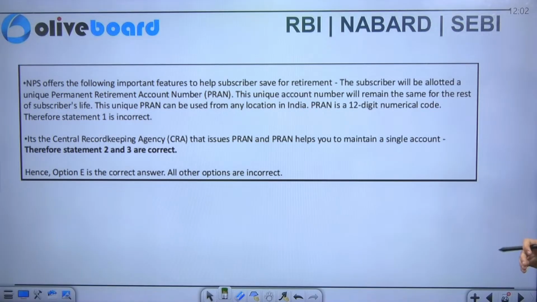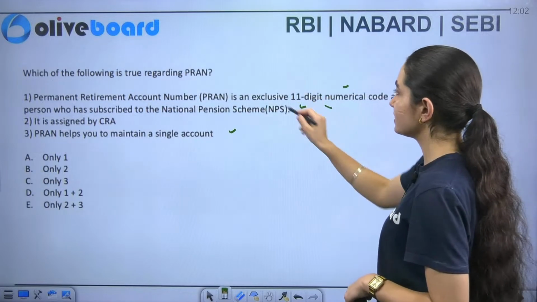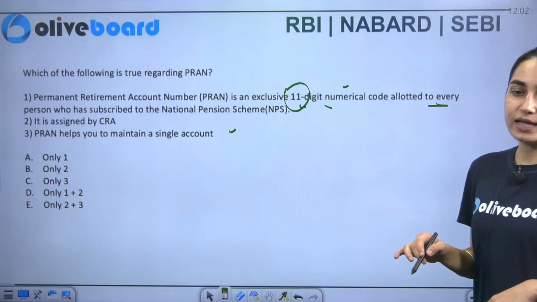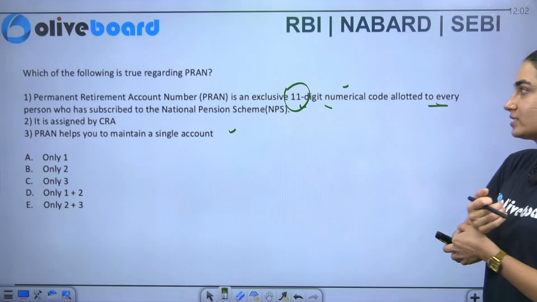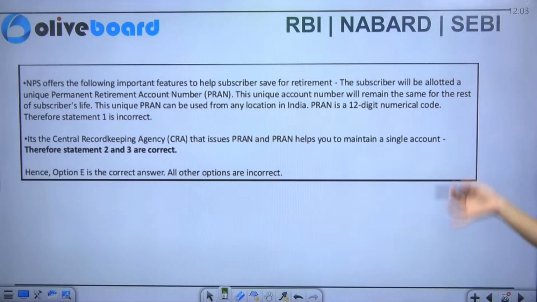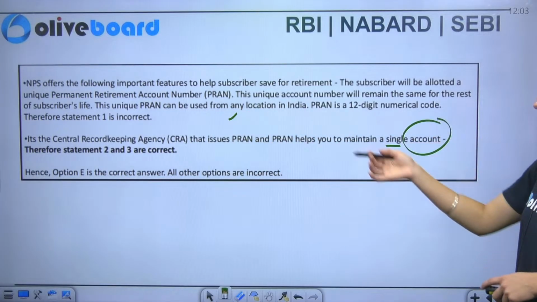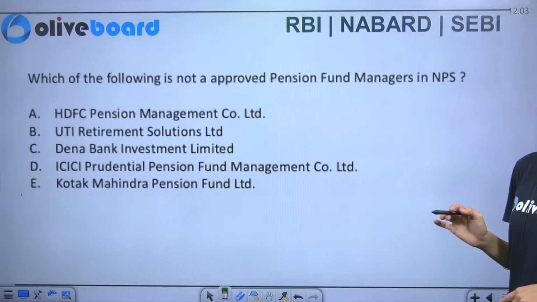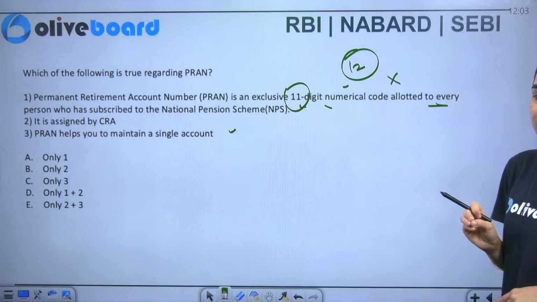Alright. The correct answer is that the second and third statements are correct. The first statement says it has 11 digits, but when I talk about the digits, they are 12. So the first statement is incorrect, and the other statements are correct. It is taken care of by CRA only, and of course it helps to maintain a single account. So the second and third statements are correct. Aditi, we have this second and third only, so E is the correct answer.